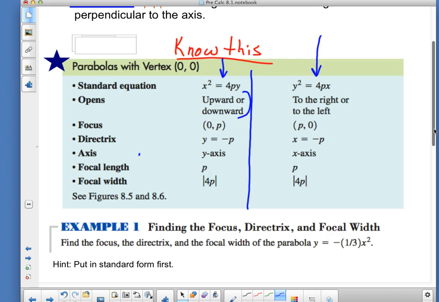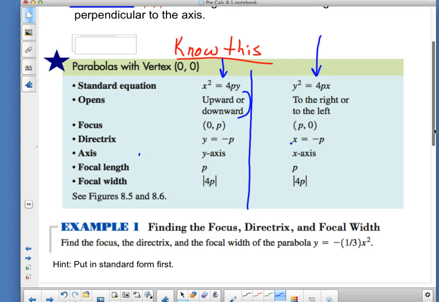It's been adjusted for the focus. Okay, it's p > 0 because of the way it's open. The directrix is x equals negative p. Okay, it's the reverse direction, and we'll talk about that.